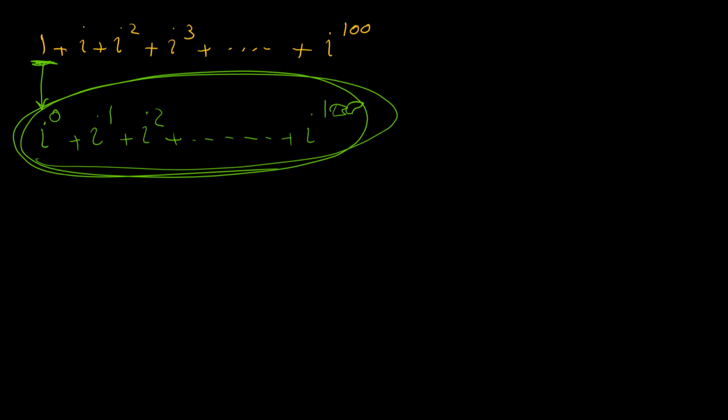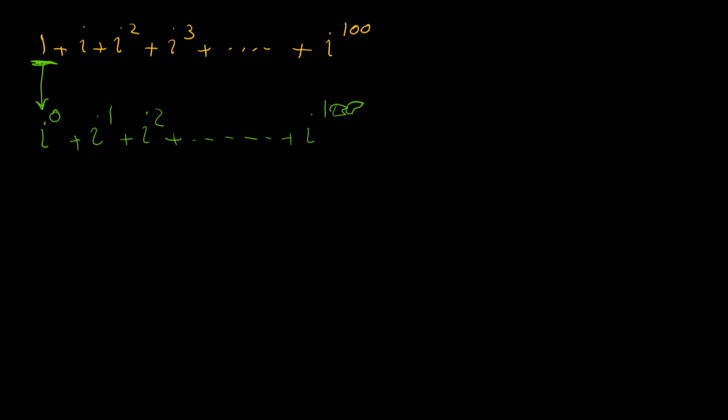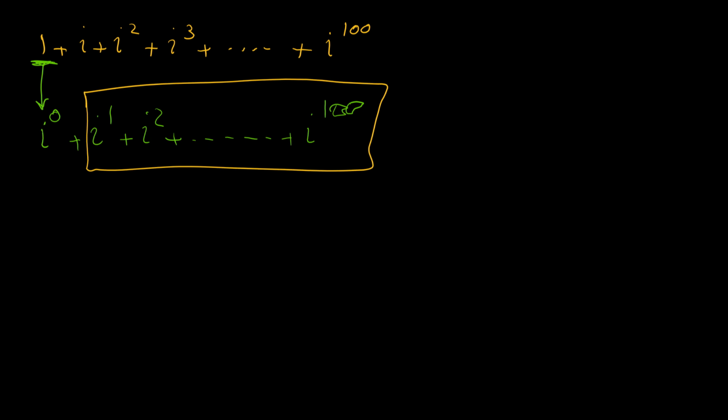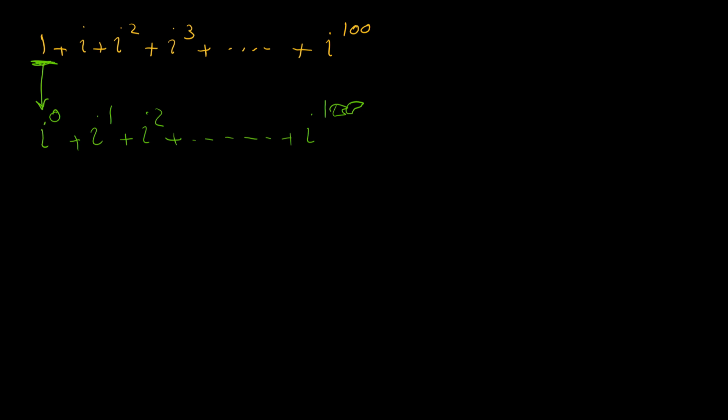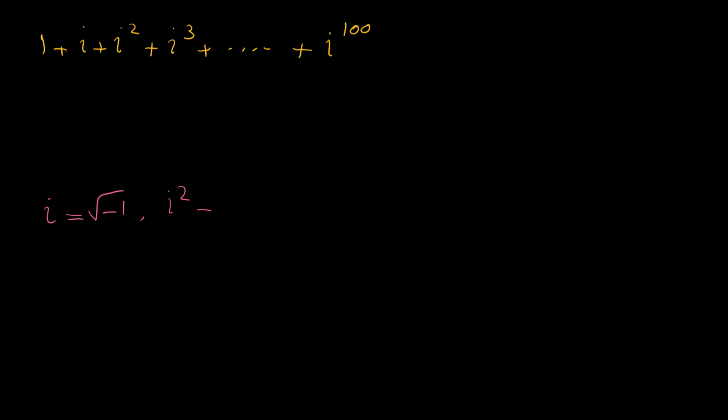It is 101. Because here, if you pay attention, from I to the 1 to I to the 100, this is exactly 100 terms. But we have this term here. So in total, we have 101 terms, not 100 terms. But why is this important? We will see why this is important in a moment. For solving this question, I will show you two different methods. Before we start, let me remind you that I is the square root of negative 1, and we know that I to the 2 is negative 1.